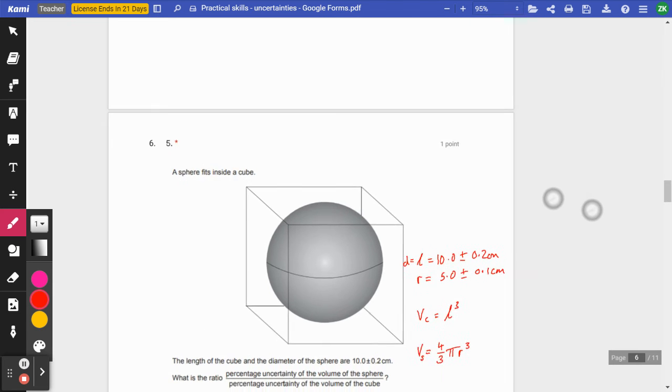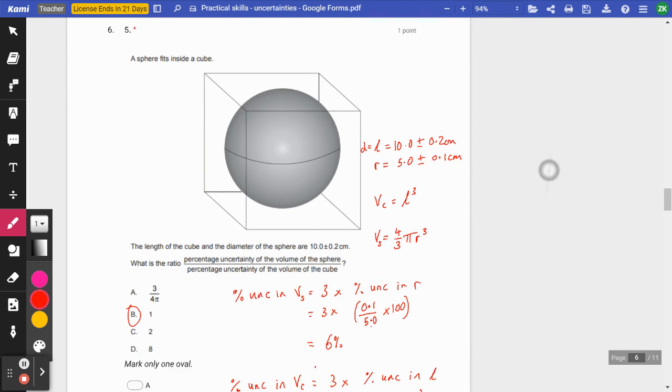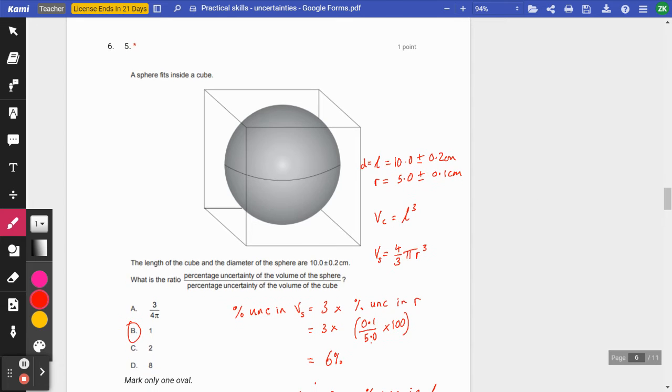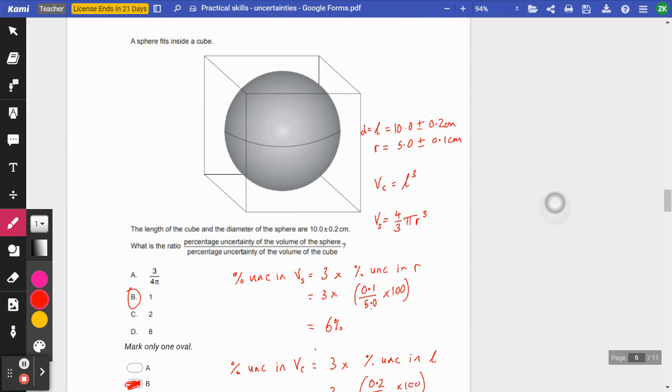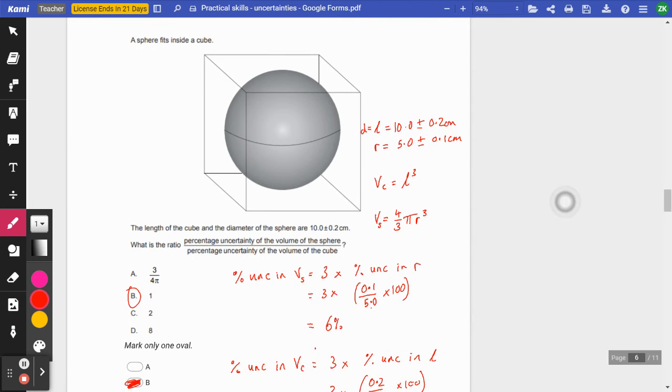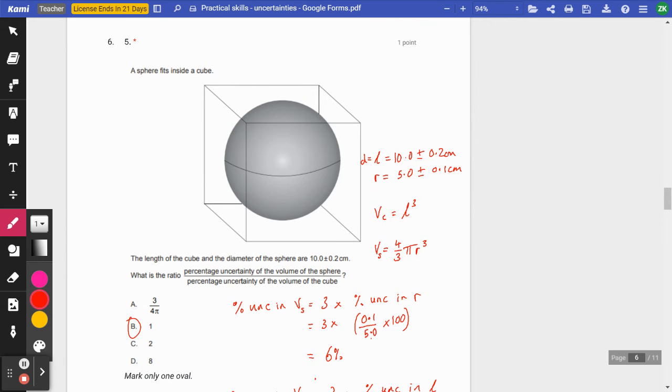Okay, now question 5. Okay, this is where some of you asked how do I do this question. So I'm going to start off here. Okay, so it gives you the length of the cube, so at this distance here, and the diameter, so the diameter of this sphere. They say that it's the same.